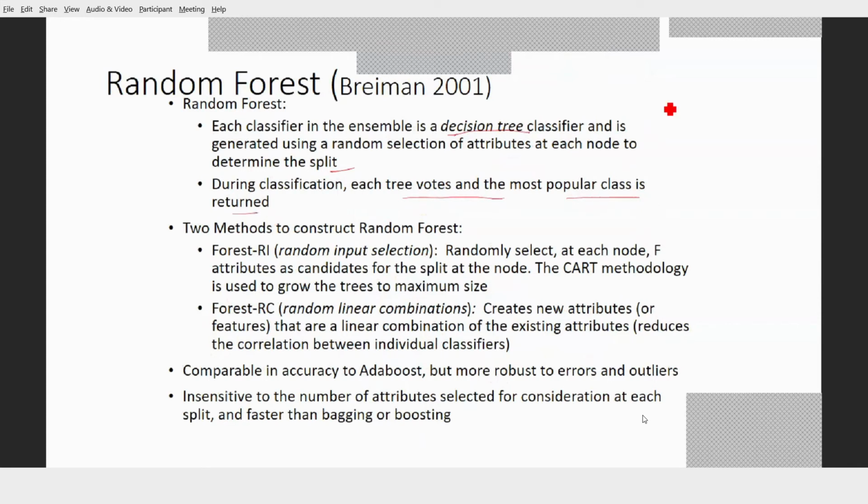So what happens is that there are multiple trees, and each is trained using a random set of attributes. Please see here: random selection of attributes. It is not random selection of instances. Here I am talking about attributes as in columns.